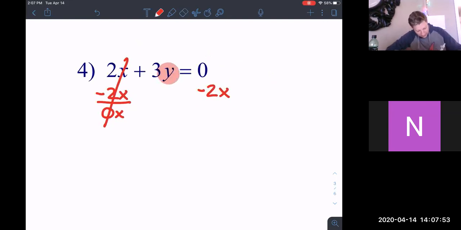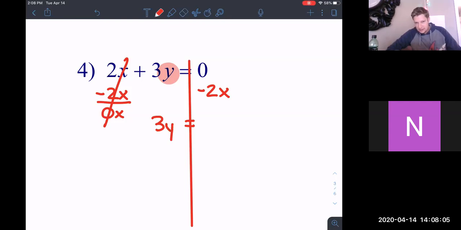Okay, so what do we really have? So we bring down the 3y, bring down the equal sign, right? Here's our line. And then we have 0 minus 2x. Since that 0 is really just a placeholder, we don't need to put 0 minus 2x. We can just put that negative 2x over on the other side. We could write negative 2x plus 0, but adding 0, subtracting 0 doesn't change it. So we don't have to write that. Okay, so now we're ready. Now that we got that x term on the other side, we're ready to divide.